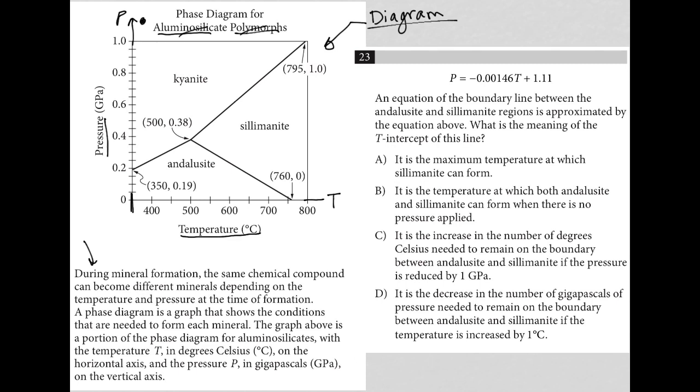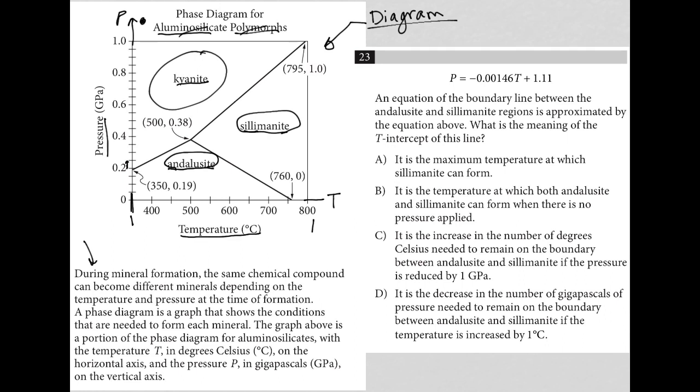Always look at the information underneath the graph to see if there's any other details provided. So it says during mineral formation, the same chemical compound can become different minerals depending on the temperature and pressure at the time of formation. Right, so I'm assuming these are the different minerals you can be. So if you're in the region here, you're kyanite, right? So basically if you're between really 0 degrees all the way to 800 degrees, but you have to be above this 0.2 in the pressure. You can be sillimanite if you're in this area. You can be andalusite if you're in this area.